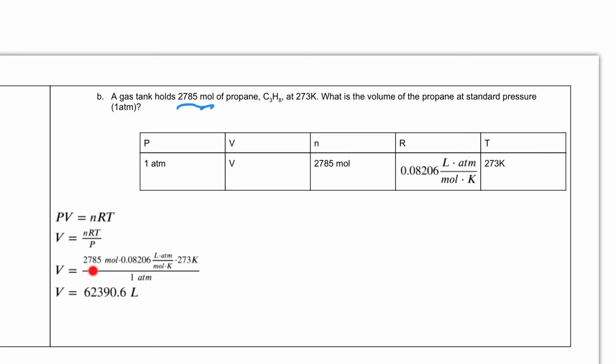V is equal to 2785 times 0.08206 times 273 divided by 1. So the final volume, or the volume of the gas, is 62,390.6 liters. Please let me know if you have any remaining questions regarding Unit 5 concepts.